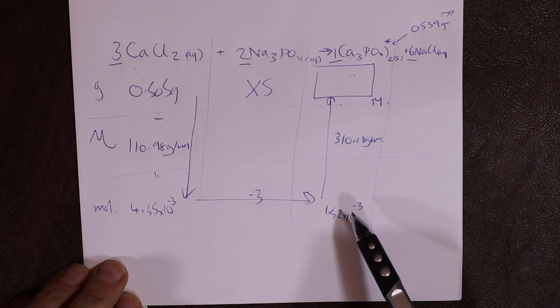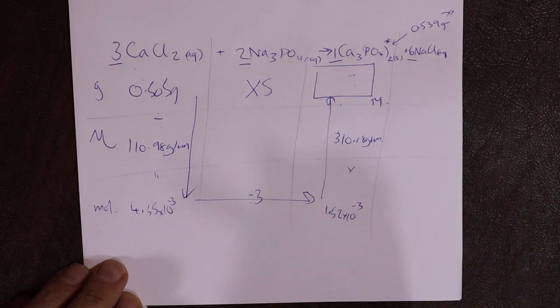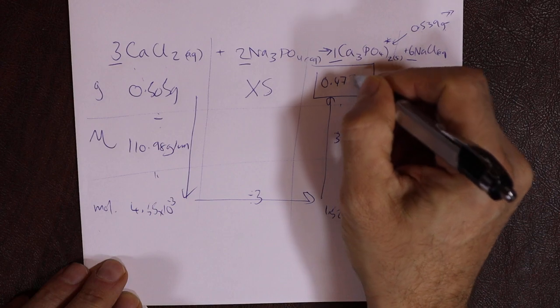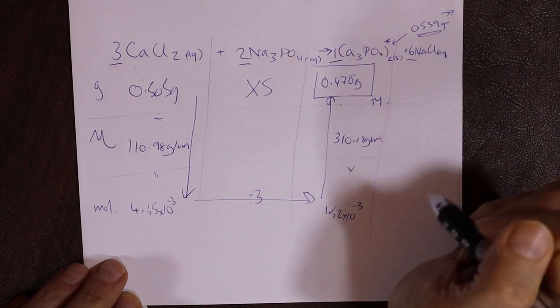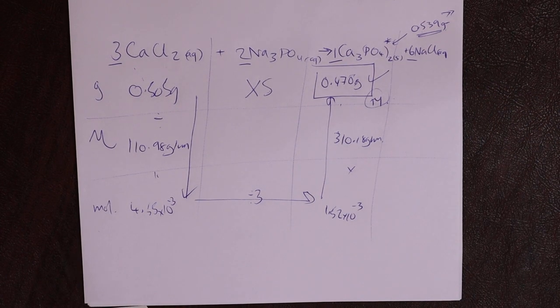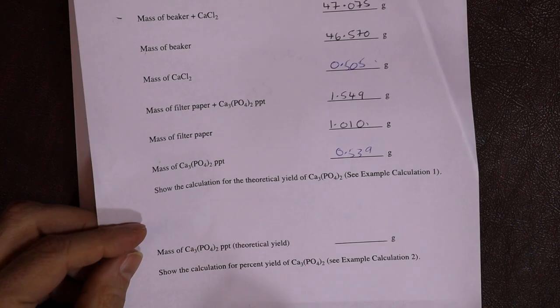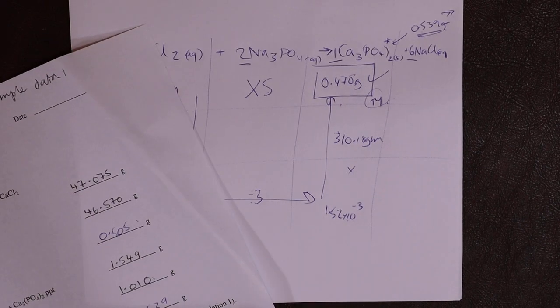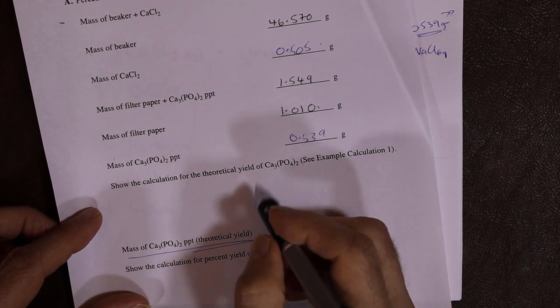All right, and then, hey, to climb back up, divide to go down, multiply to go back up, times 310.18, we get 0.47. Oh, grams. Now look, it's not the same, is it? It's not the same, but that's okay. We didn't expect it to be the same, okay? And in the next step, we'll compare it. So we go back. All right, so here, the theoretical yield was 0.470 grams.